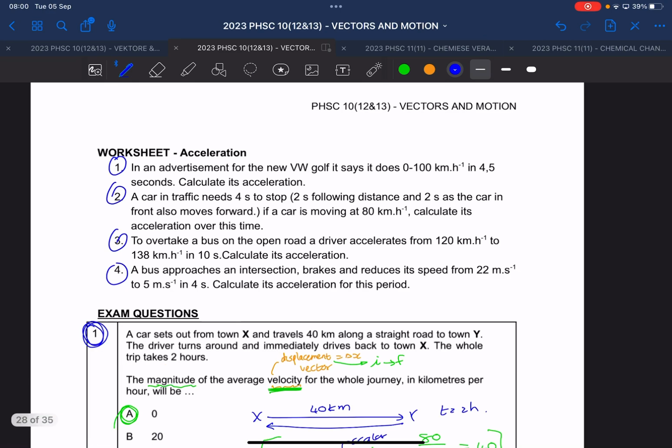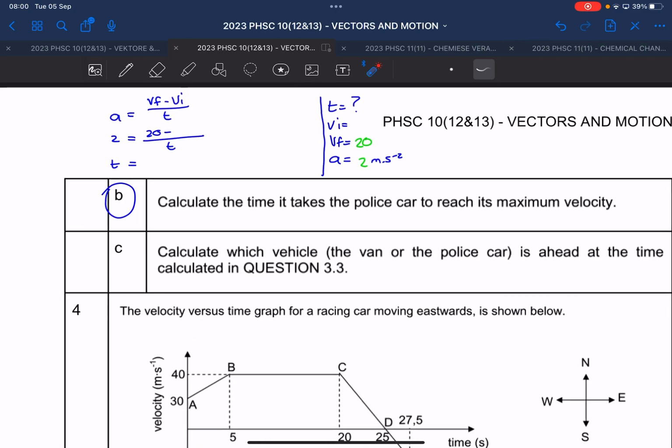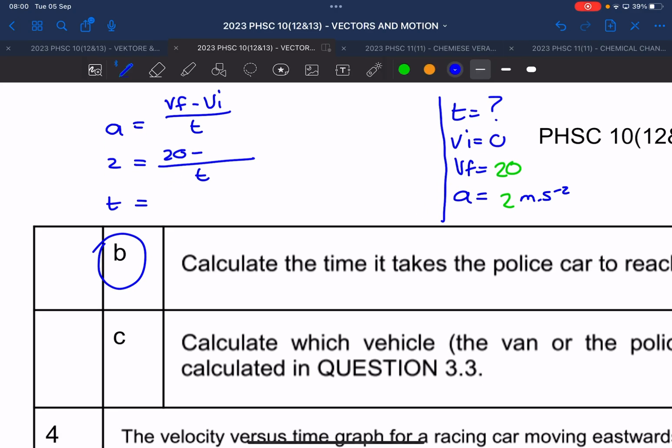Please read from here out loud. The policeman starts his car from rest. 0. Dankie. You need to fill in that 0. I want to see that 0. You can't just say 20. You must say 20 minus 0.